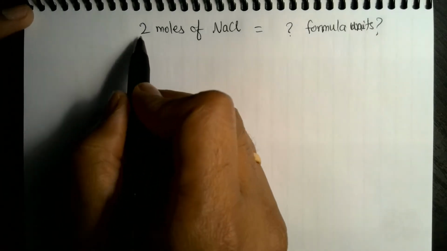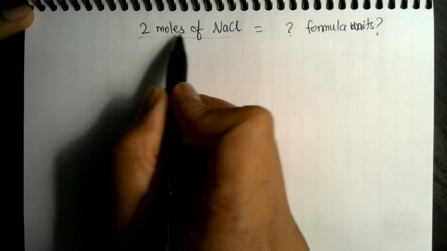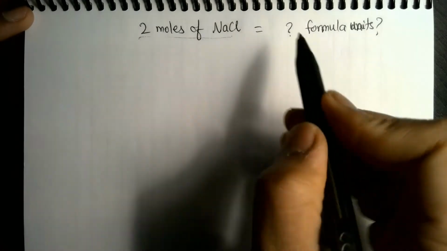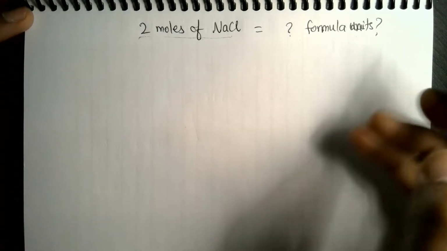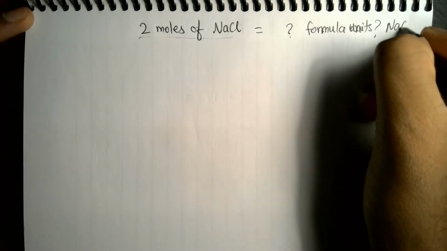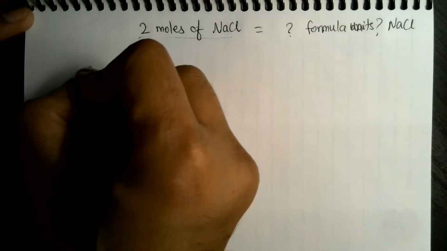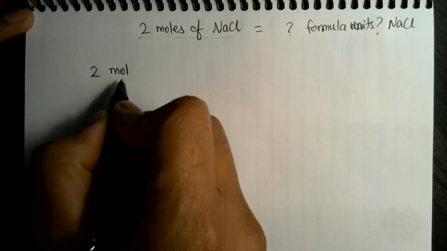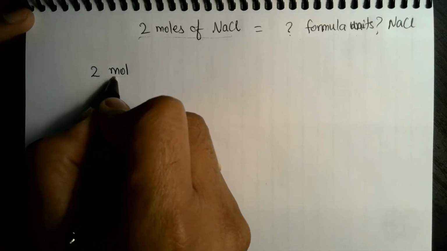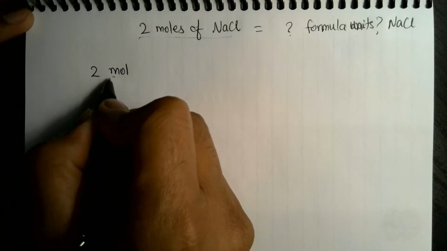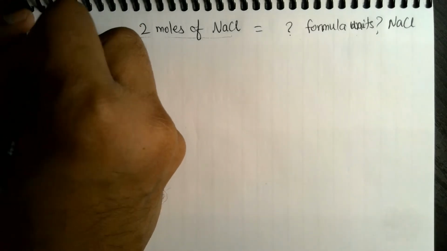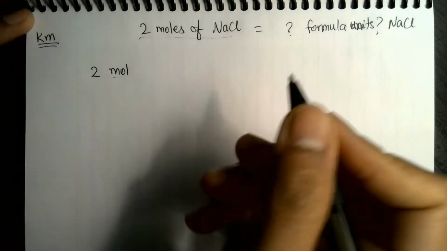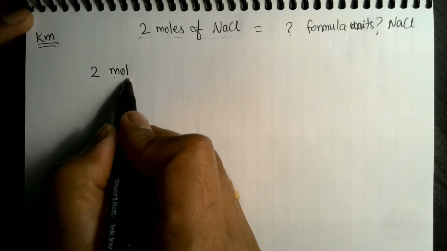You always begin with what's given. You're given 2 moles of NaCl. You're asked how many formula units of NaCl you have. I'll write what's given right there, 2 moles. Moles is represented as a unit by just writing MOL. So this is a short form, just like kilometers is used as km. Moles is used as MOL.